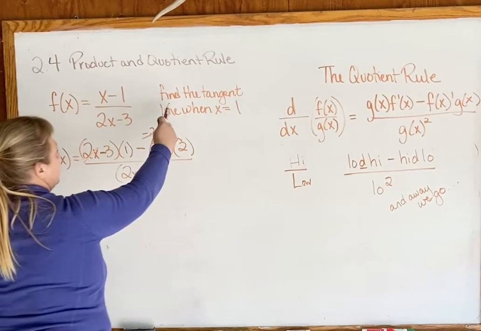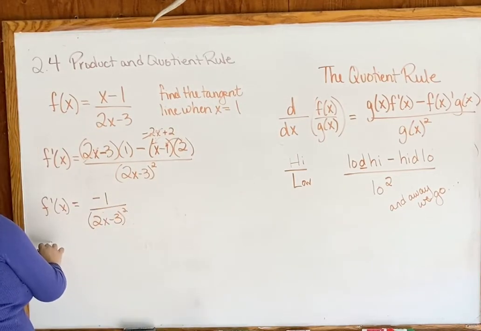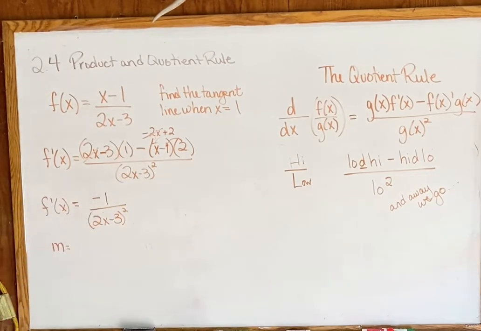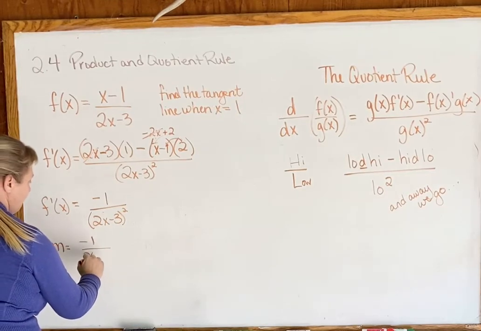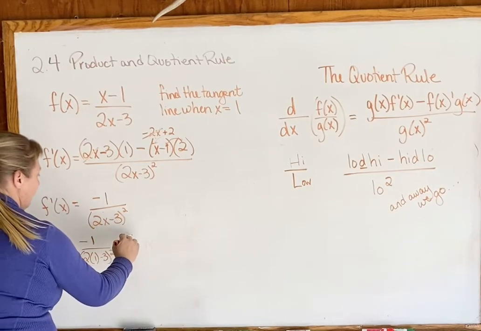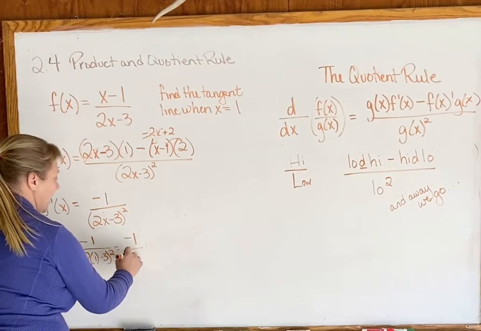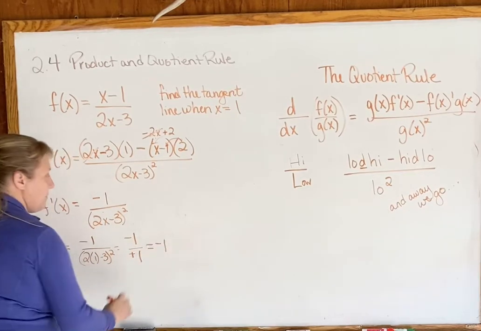Because the problem asks us to find the tangent line when x equals 1. Now, if we remember that our derivative means slope, if we plug in 1 here, we should get the slope, shouldn't we? So we'll plug in 1 for x. Don't forget to square it. So we'll have negative 1 over, so let's see, we end up with 2 minus 3, which is negative 1, squared, which is positive 1. Oh, how nice. So our slope just ends up being negative 1.